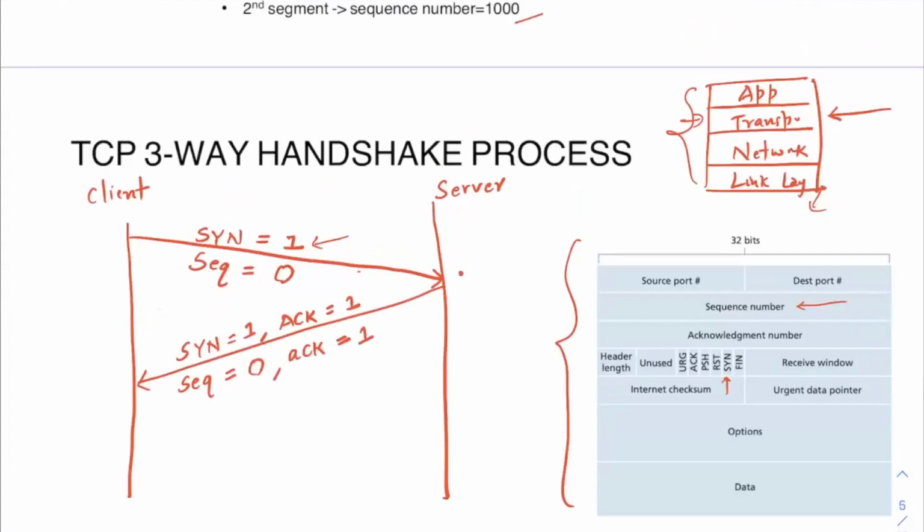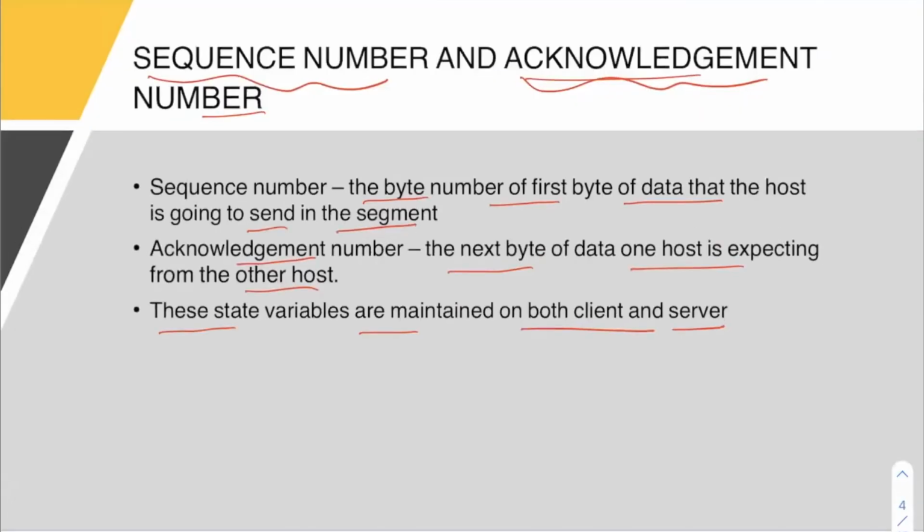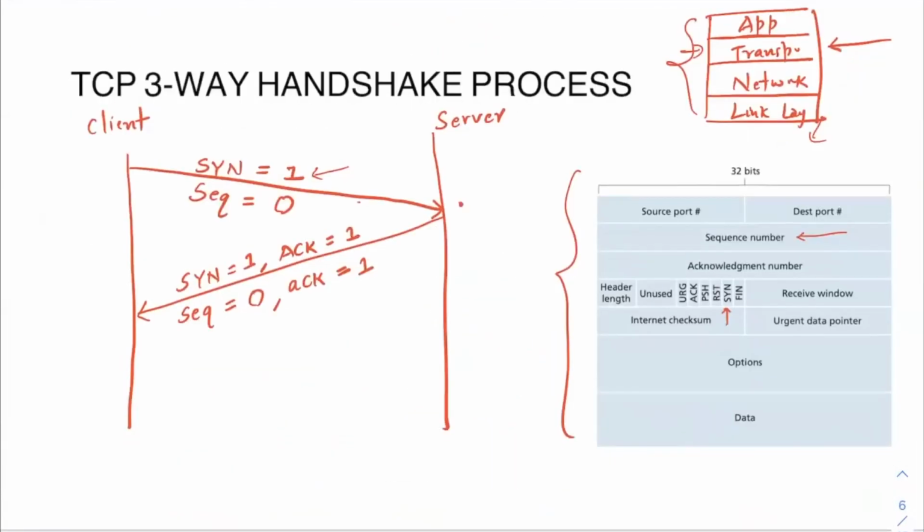If you go to the definition of acknowledgement number, it was the next byte of data one host is expecting from the other host. What this means here is that when the server is sending this ACK equal to 1, the next time the server is expecting the first byte of data from the client. But you will think that the client has not sent any data in the first packet, right? Then why is it acknowledging 1 byte of data? It is just a dummy byte of data that the server assumes in this TCP three-way handshake process.